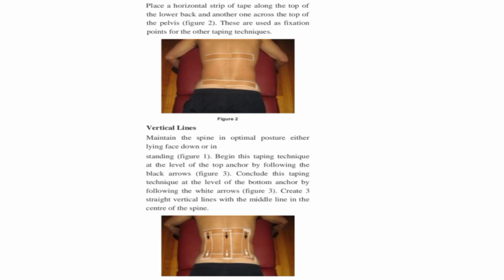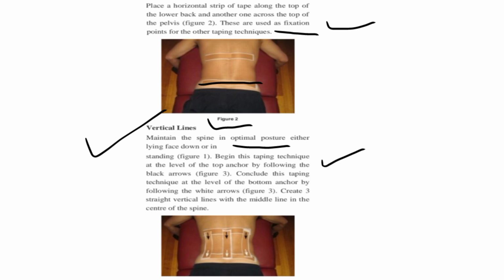You can see it is a vertical and horizontal strip of tapes and the vertical lines. Horizontal, it is along the lower back, and another one across the top of the pelvis. You can see it is at the top of the pelvis. They are used as a fixation point for other taping techniques. Vertical lines, you can see, maintain the spine in optimal posture, either lying face down or in standing. Begin this taping technique by following the black arrows, starting from the outside, top to bottom.